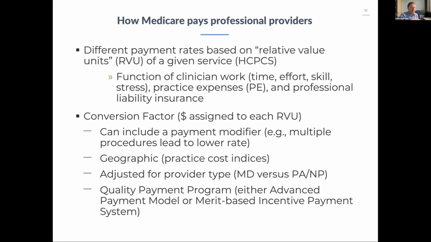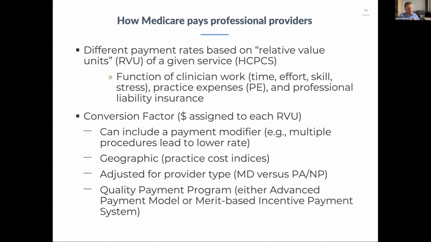Now let's talk about the cost to Medicare for services from professional providers. Basically, Medicare is paying professional providers for a given service, defined by HCPCS code, based on the relative value units of that service. And the relative value units are defined as a function of the clinician work effort in terms of time and effort and skill and stress. It also incorporates practice expenses, so running this given clinic and how much that is associated with a given service. And it also covers professional liability insurance.